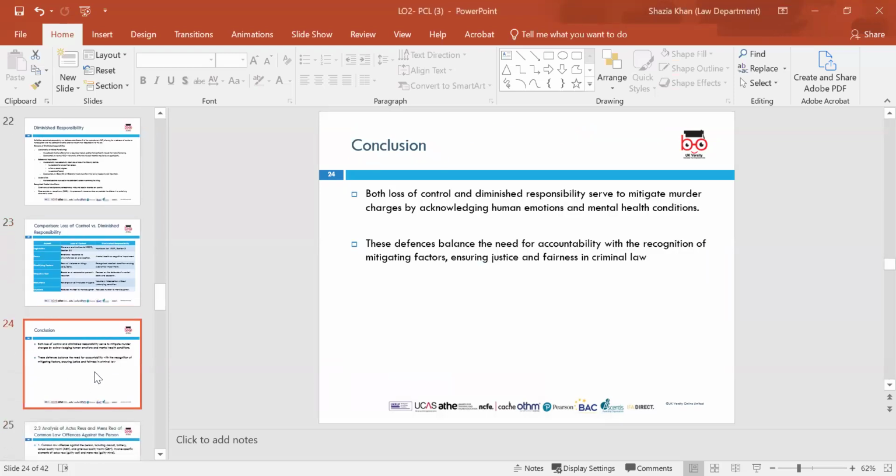In conclusion, both loss of control and diminished responsibility serve to mitigate murder charges by acknowledging human emotions and mental health conditions. These defences balance the need for accountability with the recognition of mitigating factors, ensuring justice and fairness in the criminal law system.